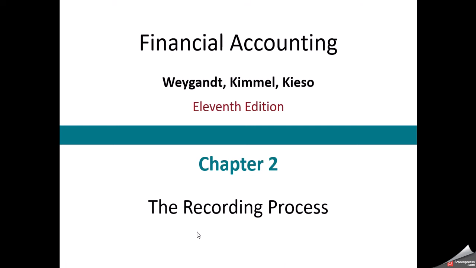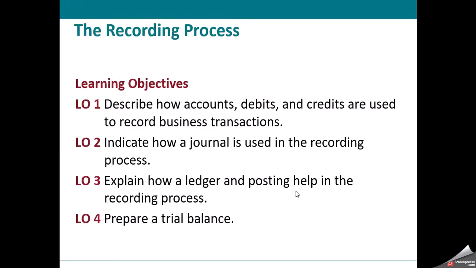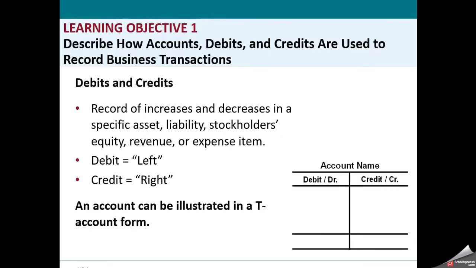Chapter 2 of the financial accounting textbook talks about the recording process, and we'll get into how we journalize transactions. So here are our learning objectives. Again, we're going to talk about accounts, debits, and credits. How do we journalize those? How does that journal then post into the ledger? And then that ledger will become our trial balance.